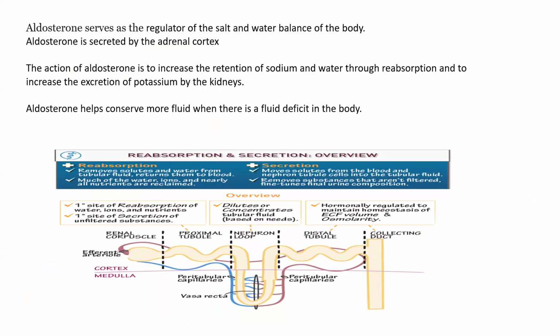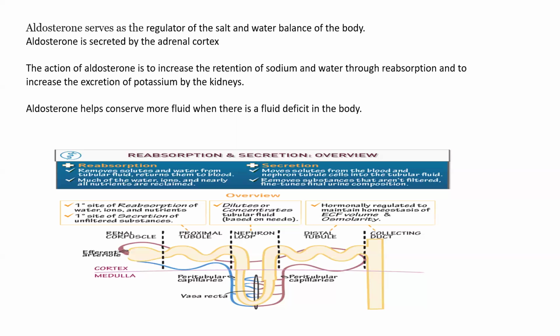Aldosterone regulates the salt and the water. It's secreted by the adrenal cortex. What is secreted by the adrenal medulla? They might ask you this. Epinephrine and norepinephrine. And our adrenal cortex secretes our aldosterone, our cortisol, and our sex hormones.